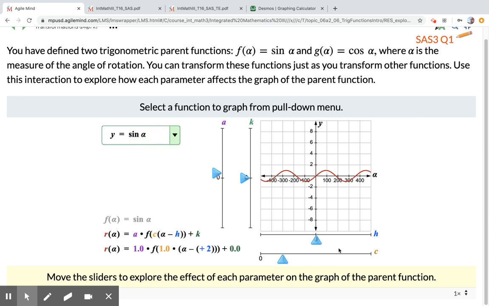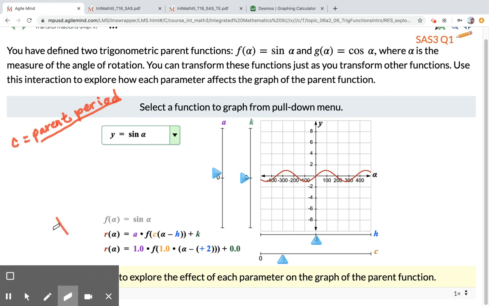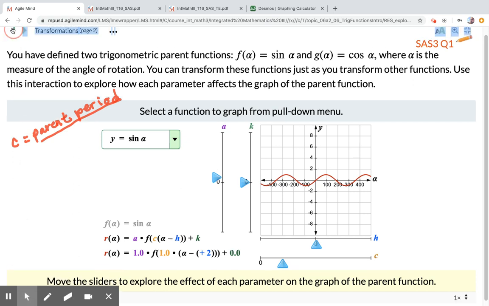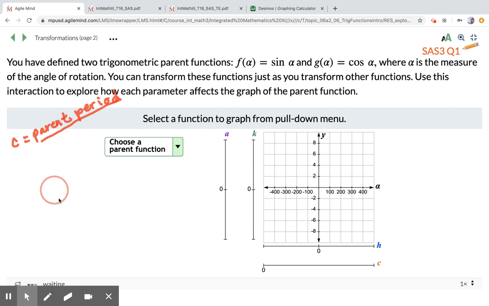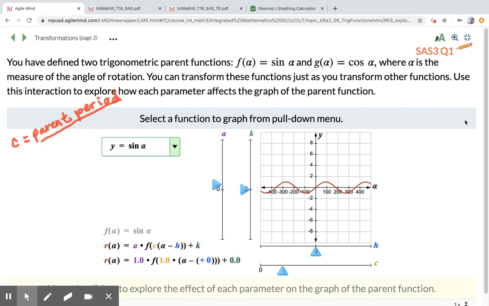Now let's talk about C. Remember how we said that C, and I'm going to make a little note of this over here, was equal to the parent period divided by, what did we say in that last slide? Oh, I'm making a mess. Guys, I'm sorry. What did that last slide say? That last slide said that it was the parent period divided by the transformed period. There we go. Now I have the words and it's okay.